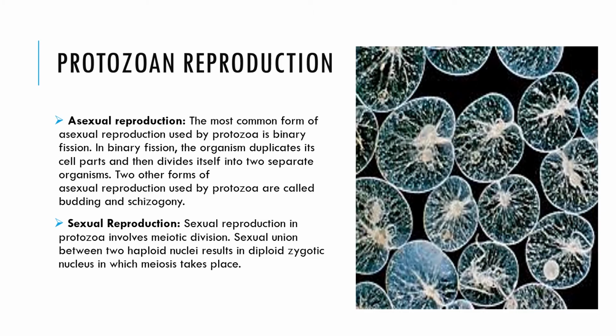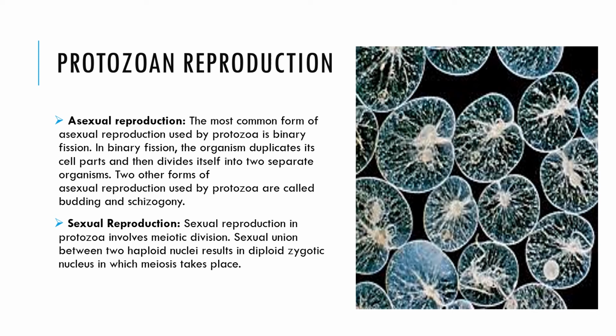Protozoa reproduce asexually and sexually. In asexual reproduction, the most common form is called binary fission. In binary fission, the organism duplicates its cell parts and then it divides itself into two separate organisms. Two other forms of asexual reproduction are called budding and schizogony.